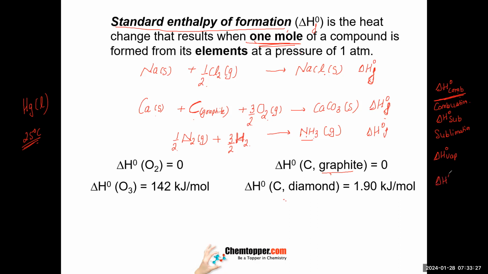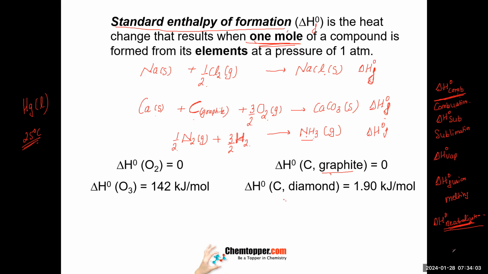Delta H naught of fusion. Fusion means melting. Delta H naught of neutralization. Neutralization reaction. So the names are representing what type of reaction or change this particular enthalpy is representing. So they will put it as a subscript on the right side. Delta H, subscript on the right side.